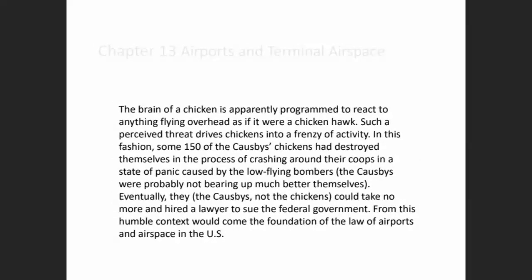The brains of chickens are apparently programmed to react to anything flying overhead as if it were a chicken hawk. Such a perceived threat drives the chickens into a frenzy of activity. In this fashion, some 150 of Causby's chickens destroyed themselves in the process of crashing around their coops in a state of panic caused by low-flying bombers. Eventually, the Causbys, not the chickens, could take no more and hired a lawyer to sue the government. From this humble context would come the foundational laws of airports and airspace in the U.S.